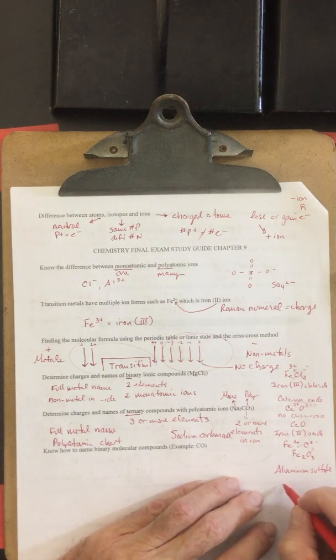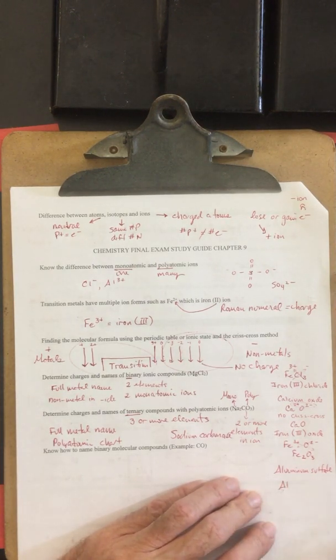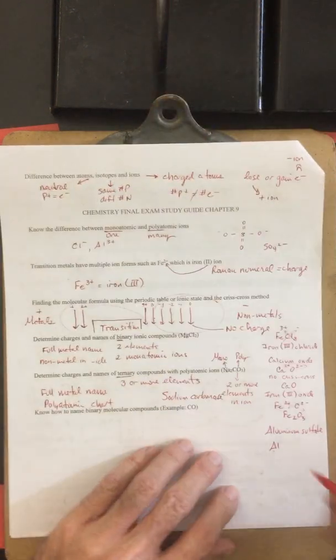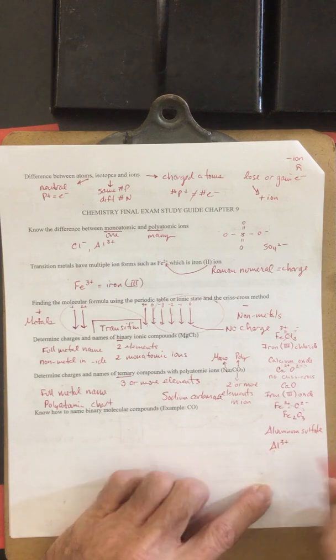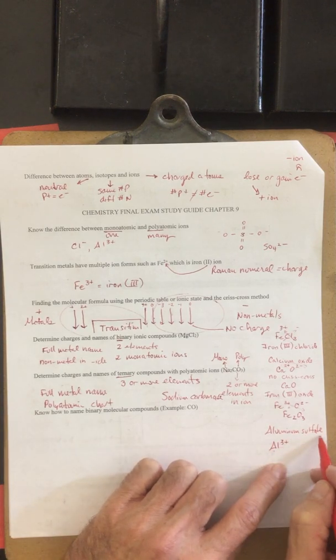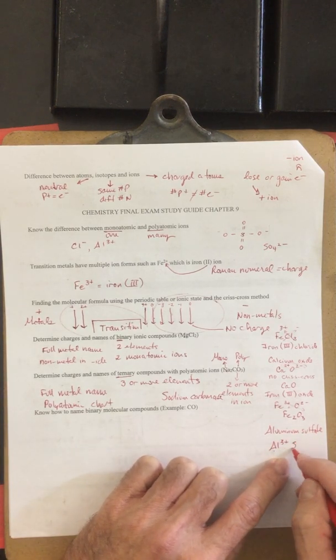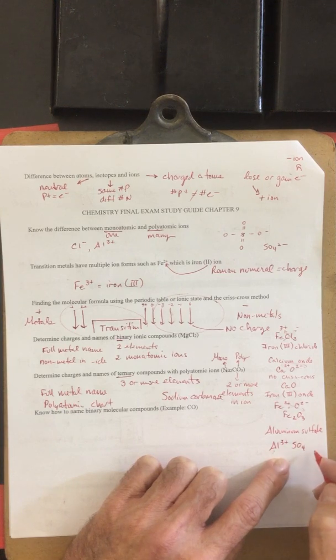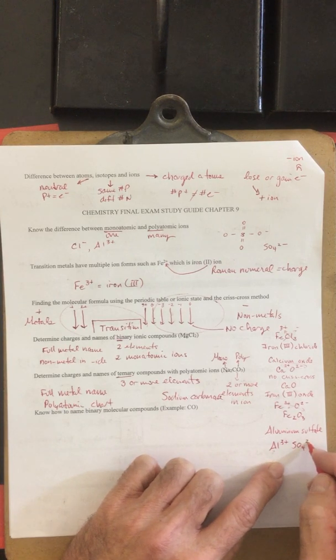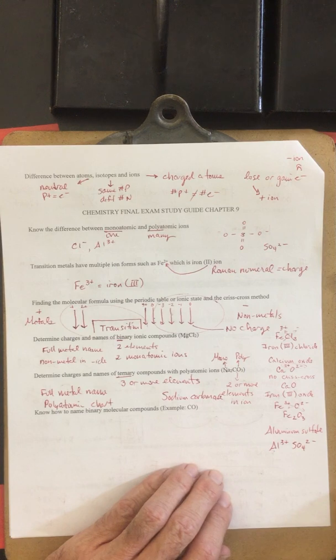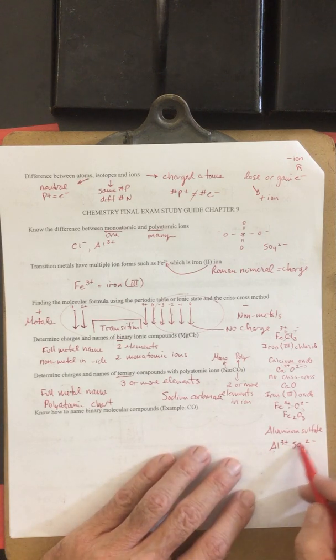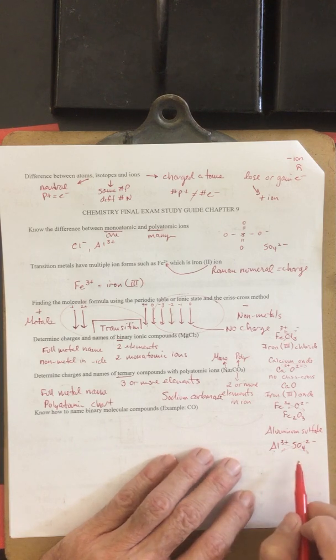Okay, so the charge of aluminum is Al, and it is 3+. Going to the polyatomic chart, we find the sulfate, which is SO4. It's going to be 2 minus. So we have to do the crisscross for this.